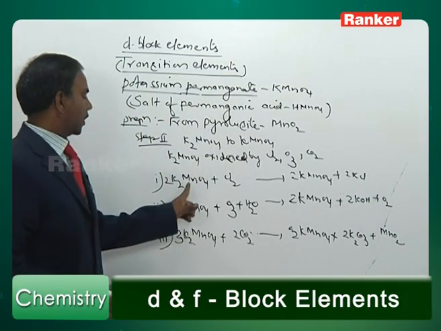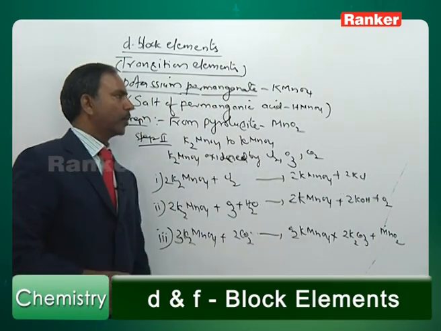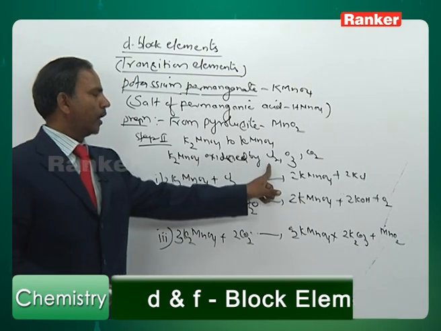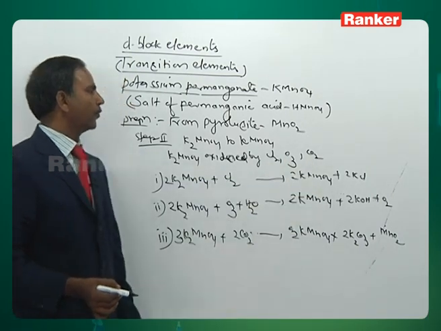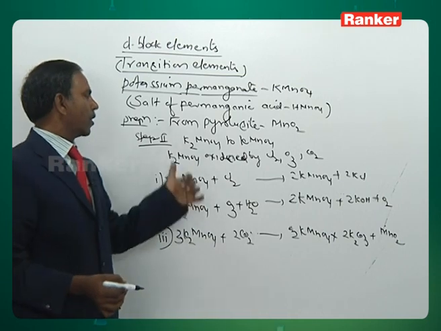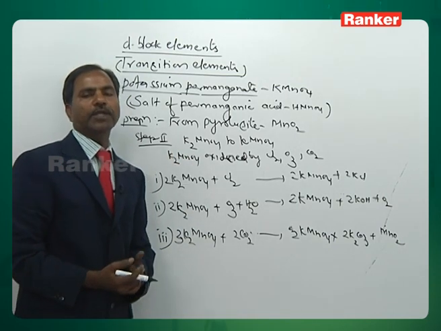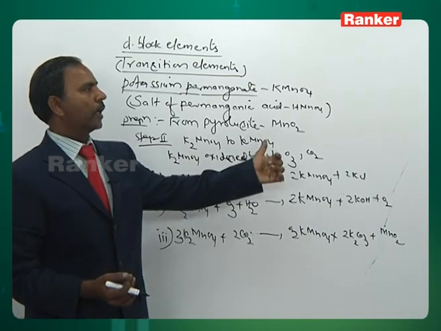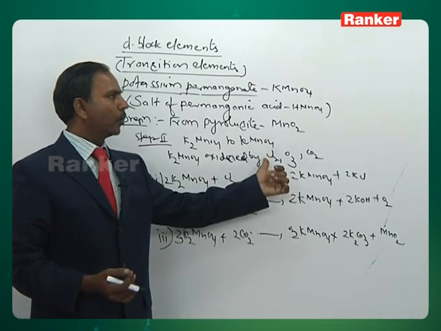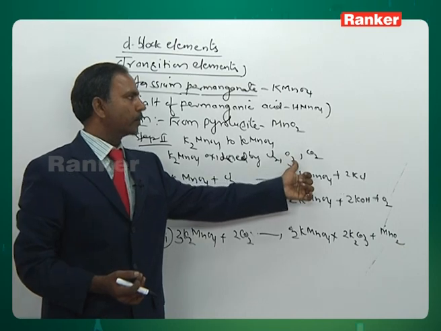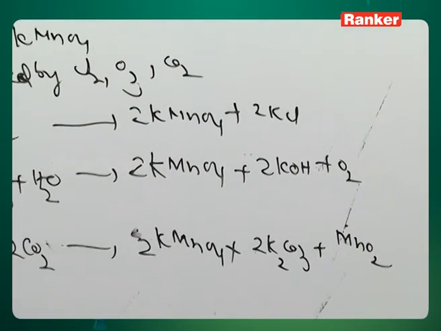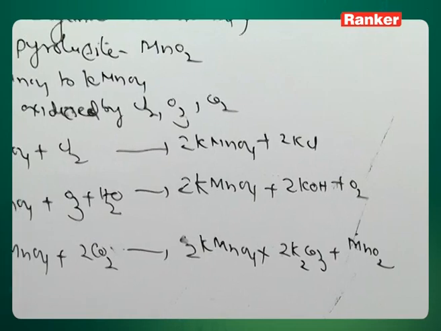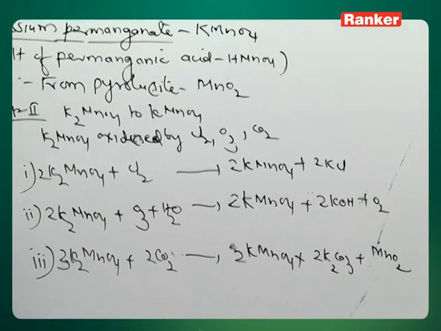Like this, potassium manganate is convertible to potassium permanganate by using chlorine, ozone, or CO2. In this way, in the first step pyrolusite is converted to potassium manganate, and potassium manganate is oxidized to potassium permanganate by chlorine gas, ozone gas, or CO2 gas. In this way, we generally produce potassium permanganate.